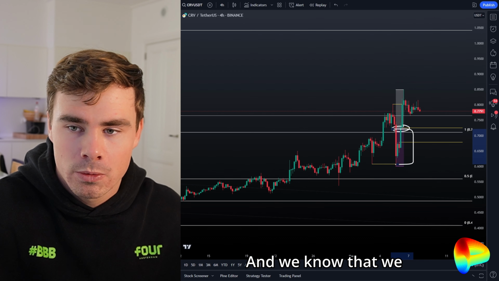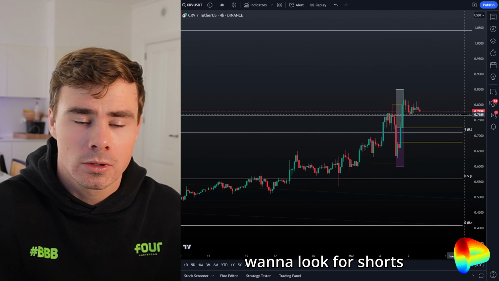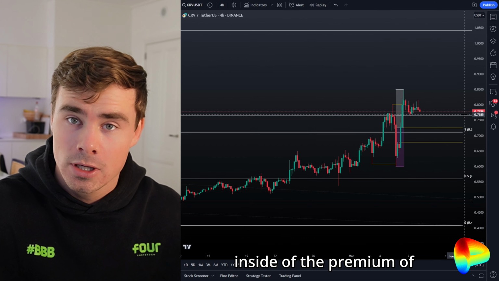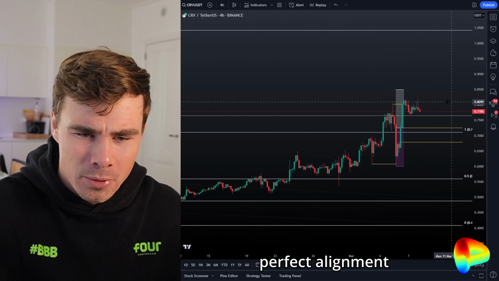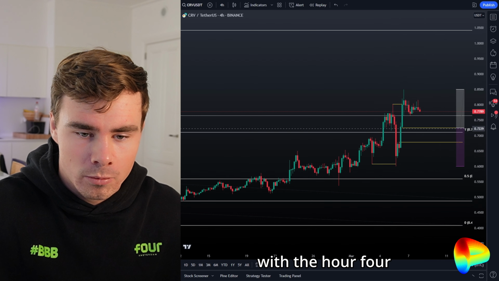And we know that we always want to look for longs inside of the discount of an impulse, and we always want to look for shorts inside of the premium of an impulse. So, beautiful, perfect alignment of that discount area with the hour 4 bullish fair value gap.